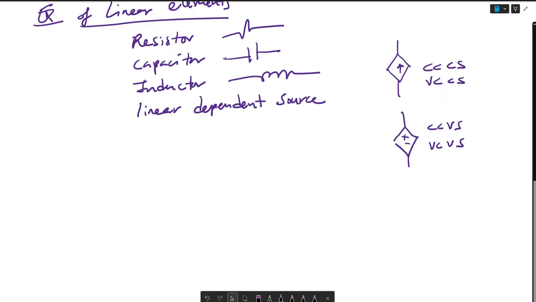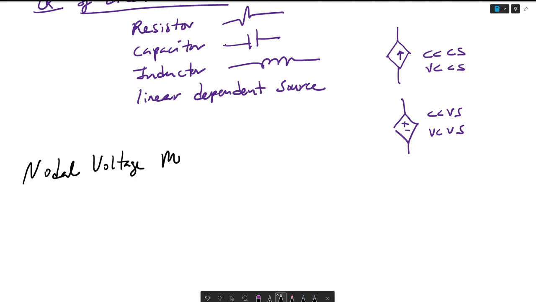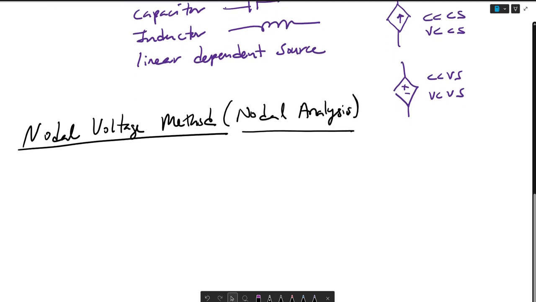Now let's dive into what is known as the nodal voltage method. This is sometimes just called nodal analysis, and this is the bread and butter of most electrical engineers when it comes to doing analysis on any circuit.